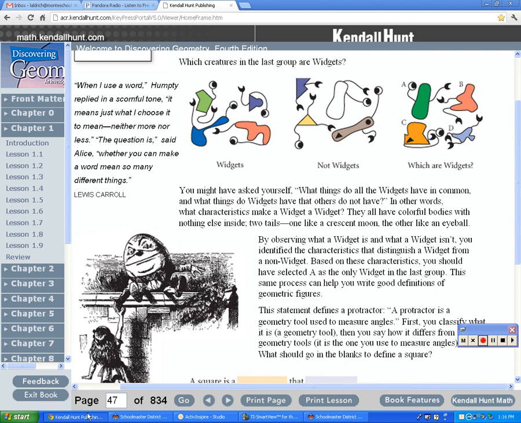So now that we have a good working definition for what a widget is, which one of these is a widget? Cameron? A, because it has a leg thingy, it has an eye, and it's colored inside, right? And then it has a shape. And it's got no shapes, because this has a leg thingy and an eye, it's colored inside, but it has a shape, so it's out. All right? Does that make sense?